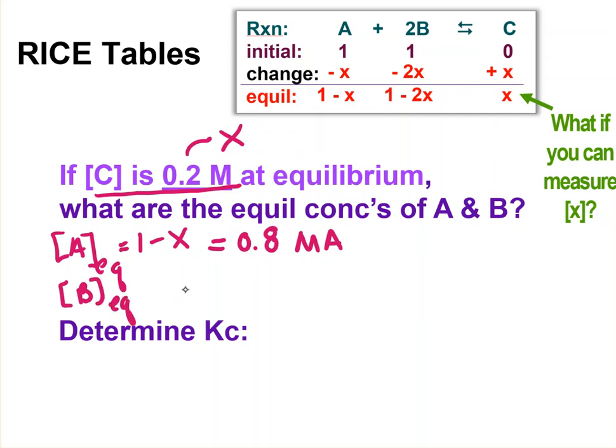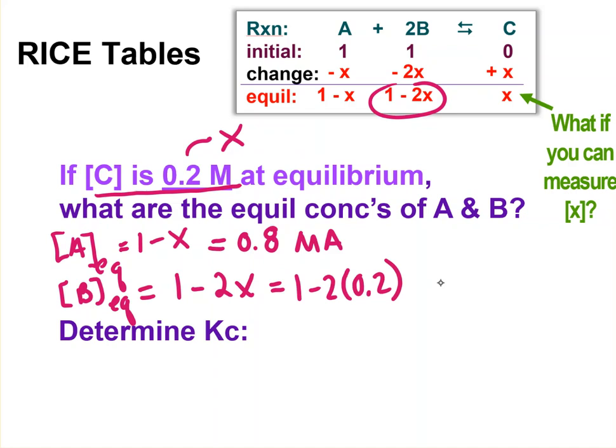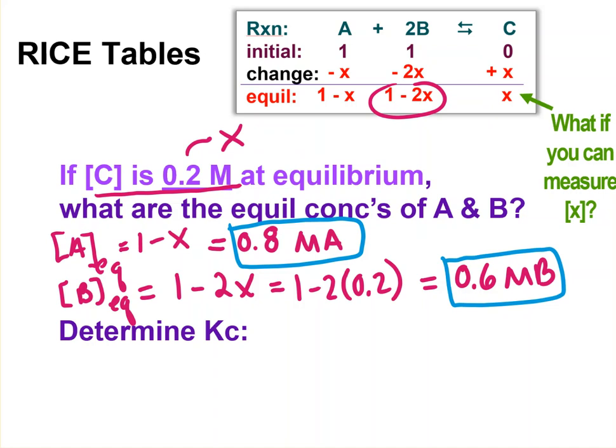So for B, I'm using this, and I am just plugging in 1 minus 2 times X. I didn't show it on the last one. So now I have equilibrium concentrations for A, B, and C. And so I can determine the equilibrium constant for this reaction.